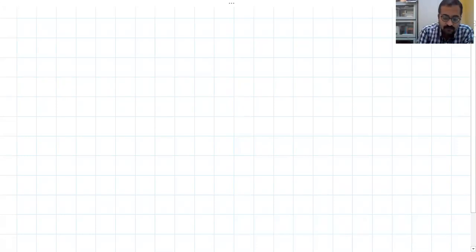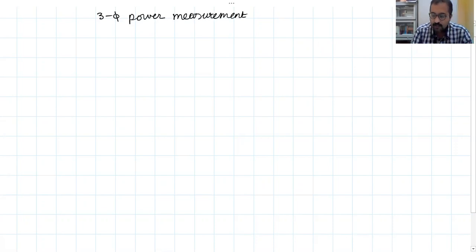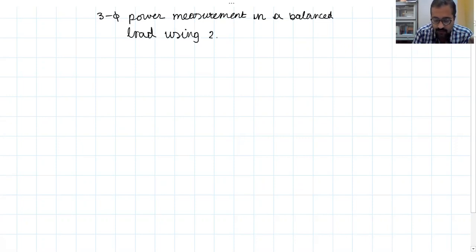Three-phase power measurement in a balanced load using two wattmeters.